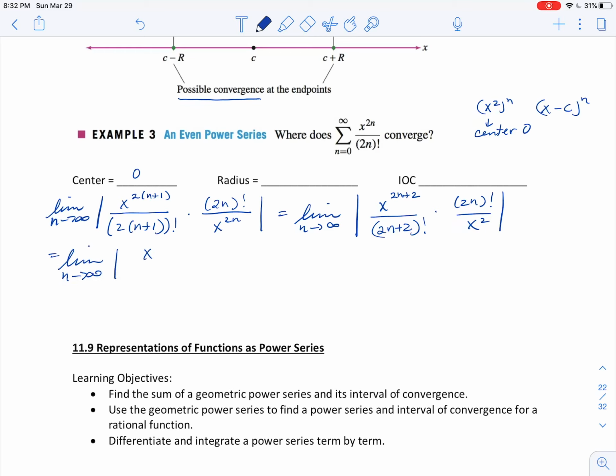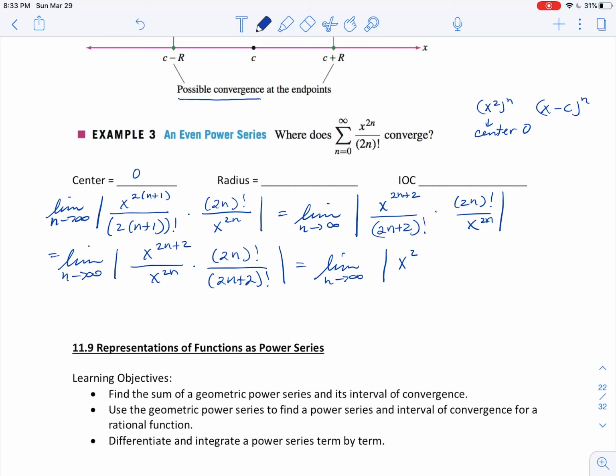So let's do that. The limit as n goes to infinity of x to the 2n plus 2 over x to the 2n, and then 2n factorial over 2n plus 2 factorial. Now, got to remember how to simplify. If we subtract the powers, I can see that the first one is x squared. Let's be careful here, I missed that 2n. Now it is x squared.